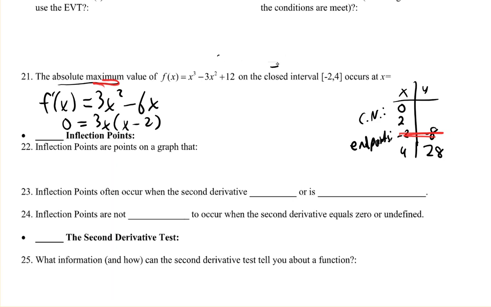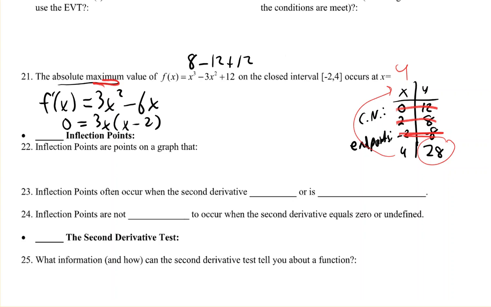So if I plugged in 0, 0 minus 0 plus 12 is only 12, so this one's still bigger. And if I plugged in 2, 8 minus 12 plus 12, that would be +8. So you see how these are not bigger than this one? So the absolute max is 28, but it occurs when x is 4. So it kind of depends on what they're asking there.